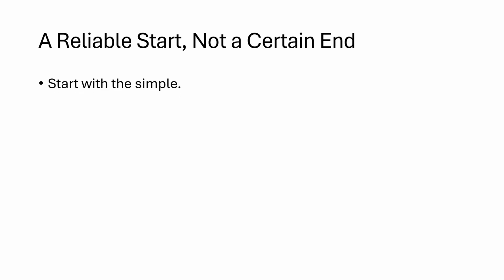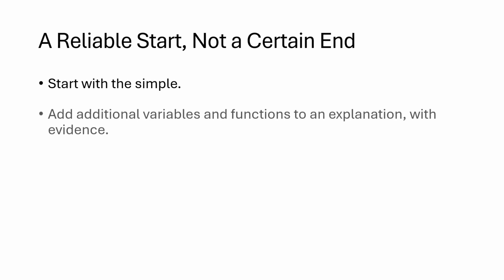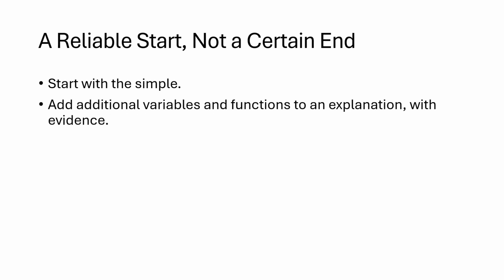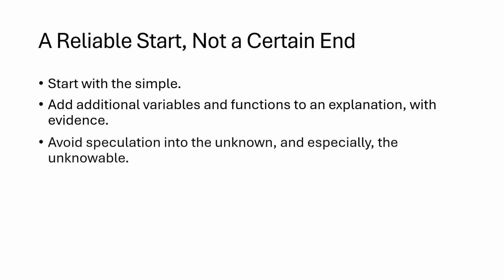First of all, start with the simple. Look for the most simple explanation for something. Don't go adding new variables and functions to that explanation unless you have evidence. Otherwise, be very, very careful. Maintain skepticism, but don't be rigid, or at least so rigid that you lose sight of the evidence and the conclusions that are staring you right in the face.